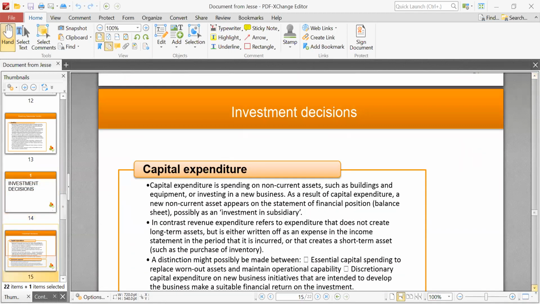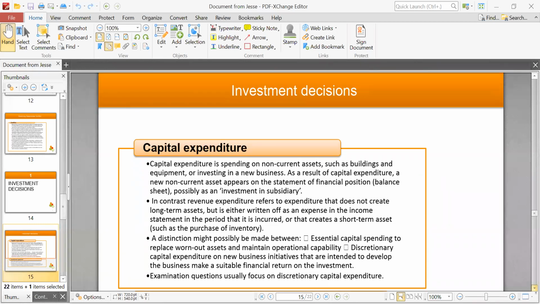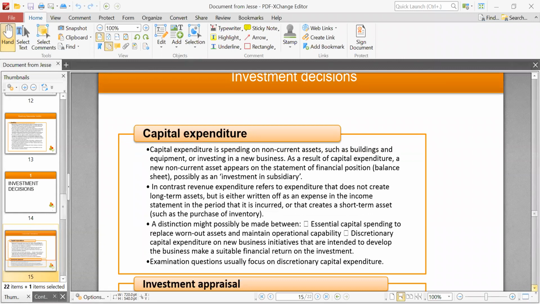So capital expenditure is spending on non-current assets, right? When you spend on a non-current asset, that's capital expenditure, some people call it capex. I like to call it capex because that's what I'm used to. So capital expenditure is spending on non-current assets, such as buildings, equipment, or even acquiring a new business. In contrast, revenue expenditure refers to expenditure that does not create long-term assets, but is written off as an expense in the income statement.